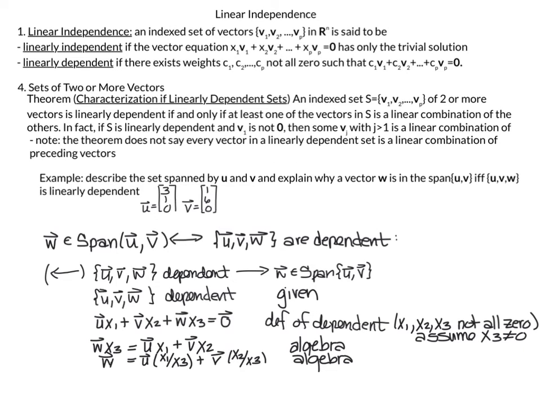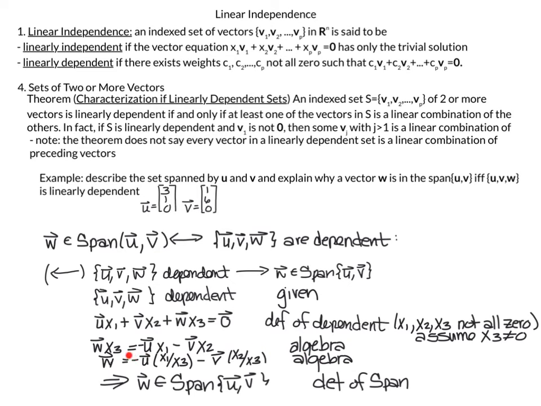Then what I can do is isolate my w x3 by moving the other two terms to the other side. I should have put negatives here. And then I can divide by x3 since x3 is not equal to 0. And this is just algebra.